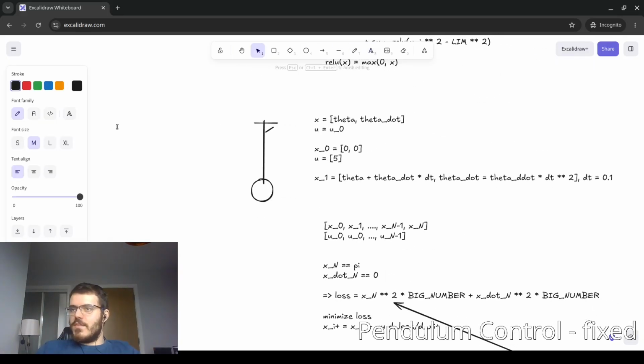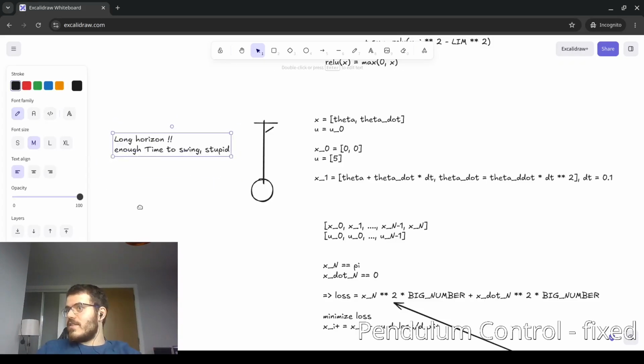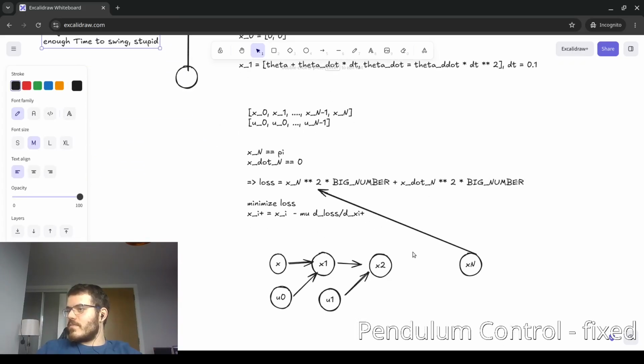Turns out long horizon, like enough time to swing. Stupid. Neck myself again. That was the solution.